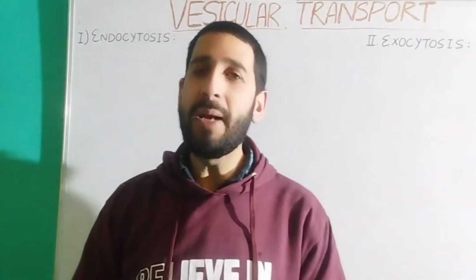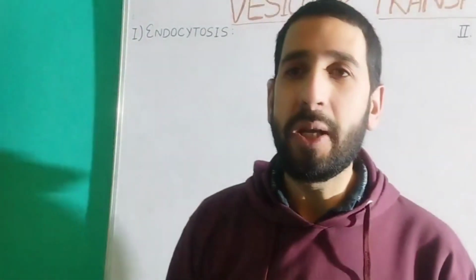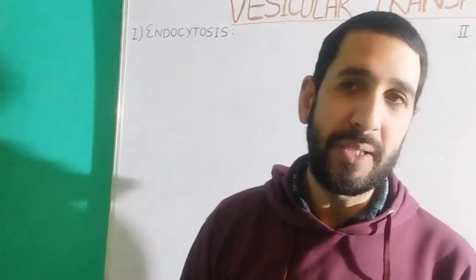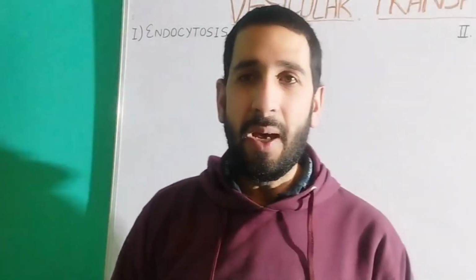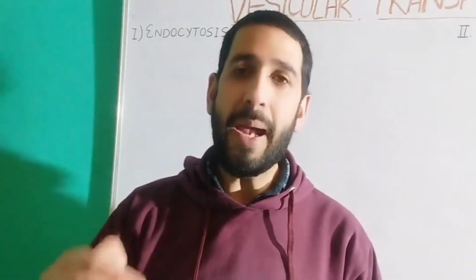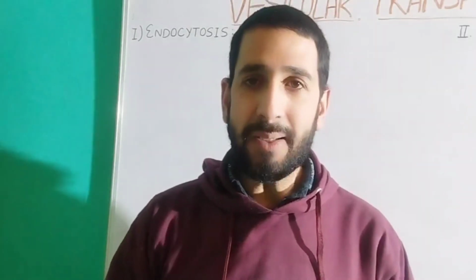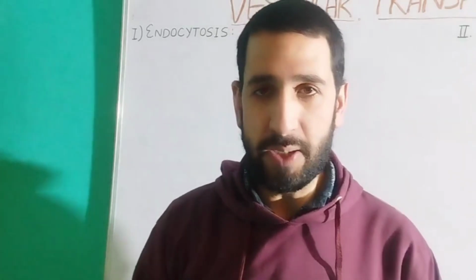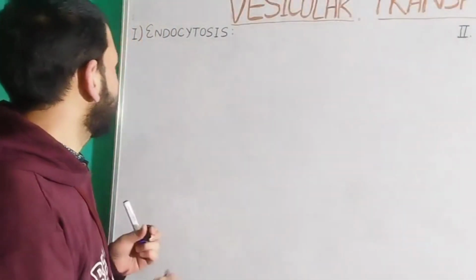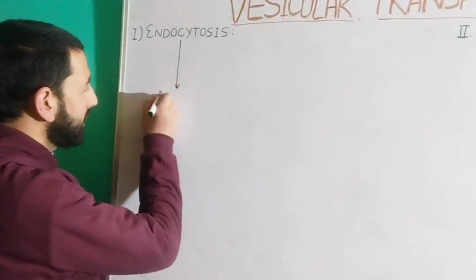Now, let us talk about endocytosis first. Endocytosis is when we are taking these larger molecules and macromolecules into the cell. Endocytosis is divided into three types. That means we can take these macromolecules and larger substances into the cell by three mechanisms. That is, we are telling the three types of endocytosis. The first type we are going to talk about is called phagocytosis.